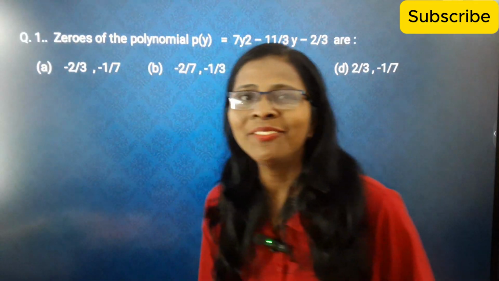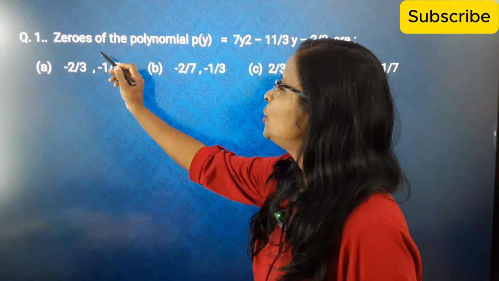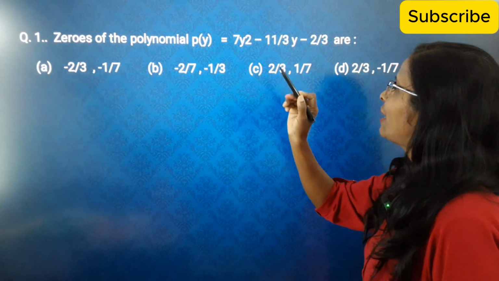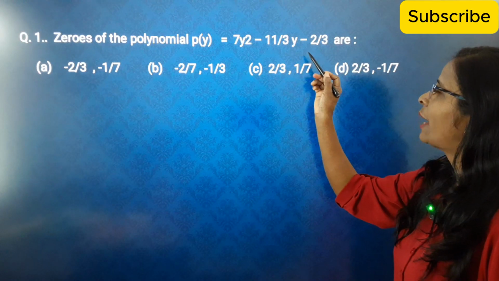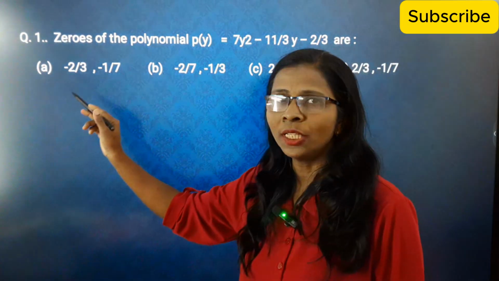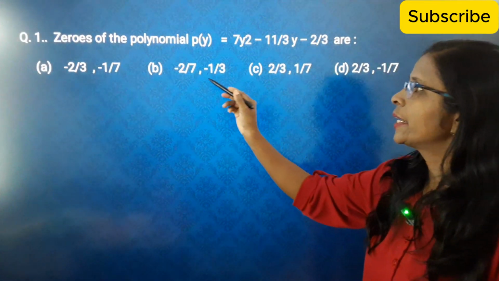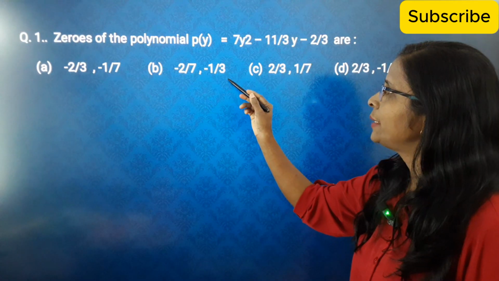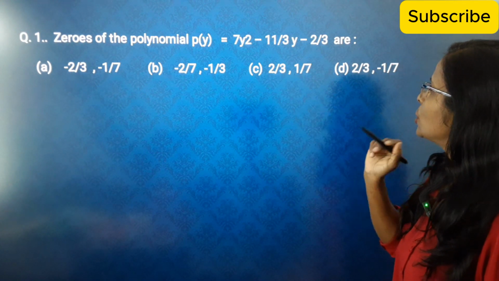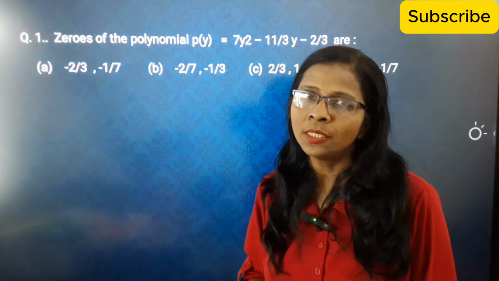So now see the first question, students, from the MCQ: zeros of the polynomial p of y equals 7y square minus 11 upon 3 y minus 2 upon 3. First option is minus 2 upon 3, minus 1 upon 7. Second option minus 2 upon 7, minus 1 upon 3. Third option 2 upon 3, 1 upon 7. And the fourth one 2 upon 3, minus 1 upon 7.